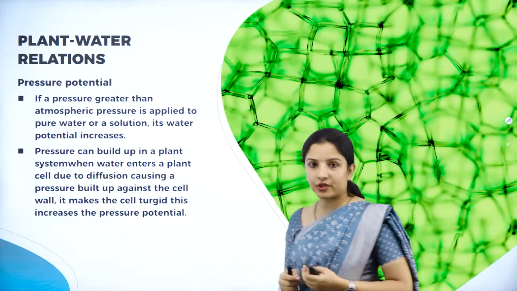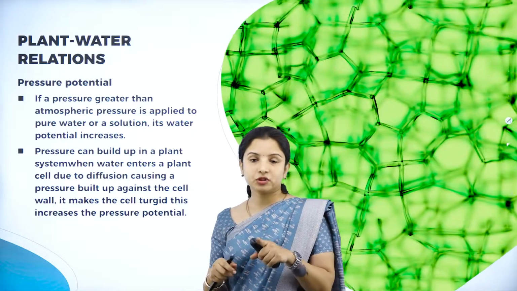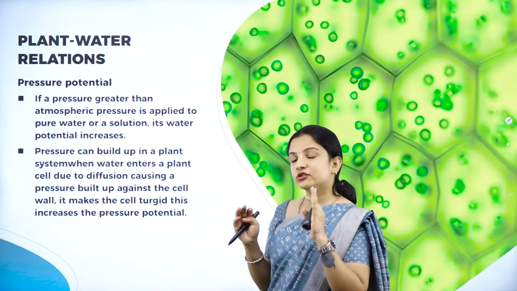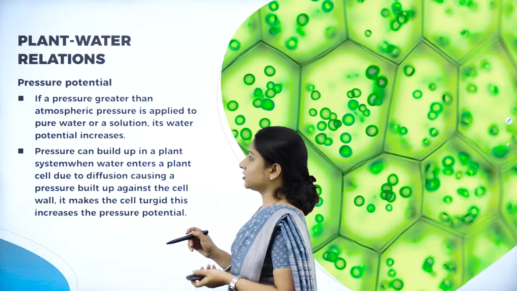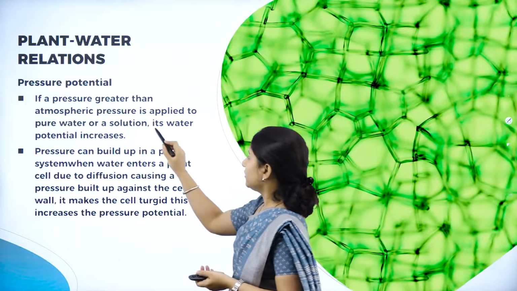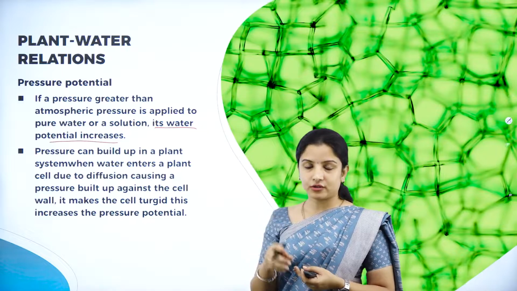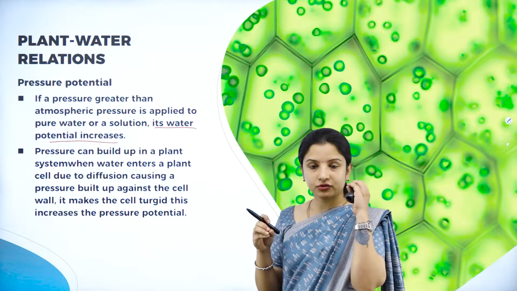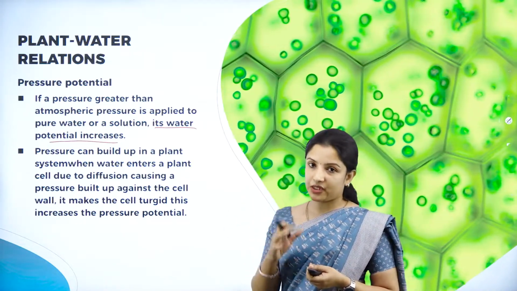So here, I told you, under atmospheric pressure, the water potential is always equal to the solute potential, right? But in some cases, if the pressure is greater than the atmospheric pressure, which is applied to pure water or a solution, its water potential will increase. So what happens when a pressure is applied on a solution? In spite of that water having a solute dissolved in it, the water potential increases because of the pressure being applied.